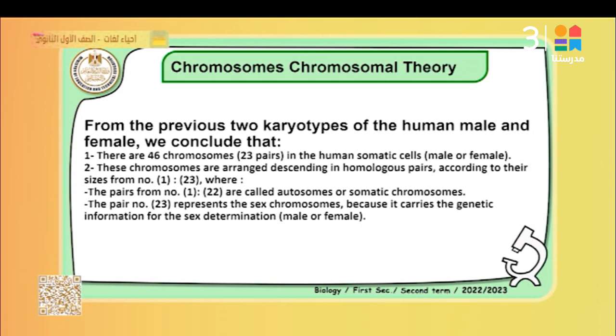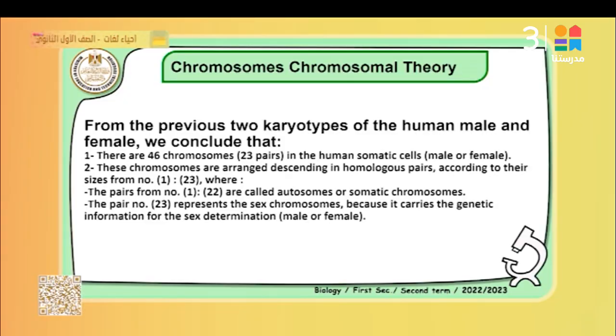The pairs from number 1 to 22 are called autosomes or somatic chromosomes. Pair number 23 is called the sex chromosome, which differs between male and female. In male, XY. In female, XX. Okay? Pair number 23 represents the sex chromosome because it carries the genetic information for sex determination, male or female.